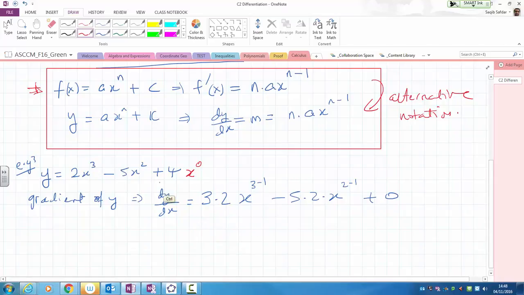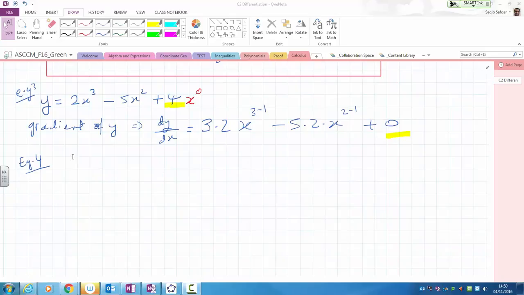Yeah, this is saying you bring the power down. Look at the rule over here. The rule here is you bring the power down, you take 1 away from the power. So the 3 comes down, take 1 away from the 3. The 2 comes down, take 1 away from the 2. And that's it. Anything to the power of 0 is 1, isn't it?